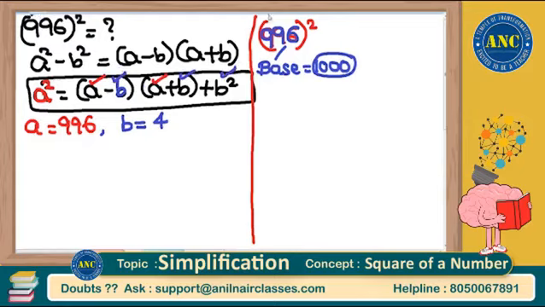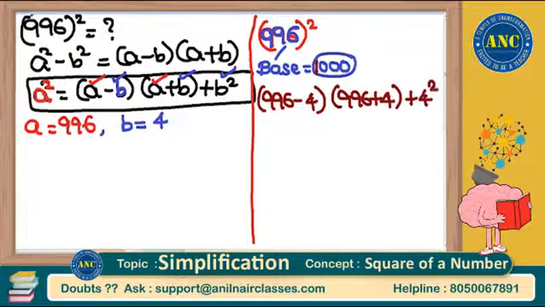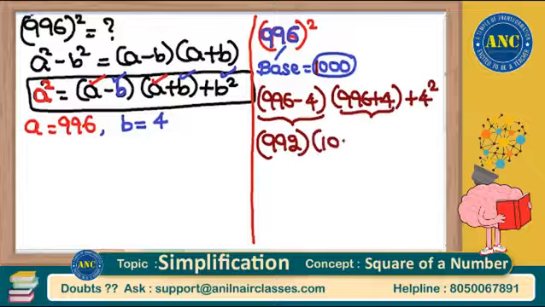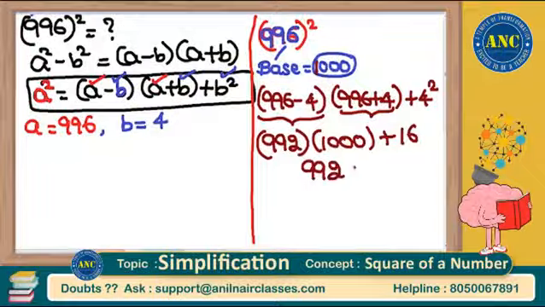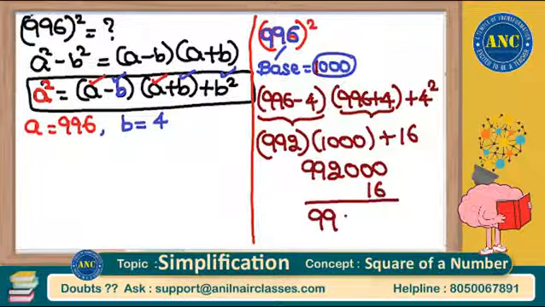Substitute and simplify, you will get the answer. If I substitute it, a minus b, 996 minus 4, into a plus b, 996 plus 4, plus b square, which is 4 square. 996 minus 4 is 992. 996 plus 4 is 1000. 4 square is 16. 992 into 1000 is 992000 plus 16. Your final answer is 992016. Right? Your final answer is 992016.